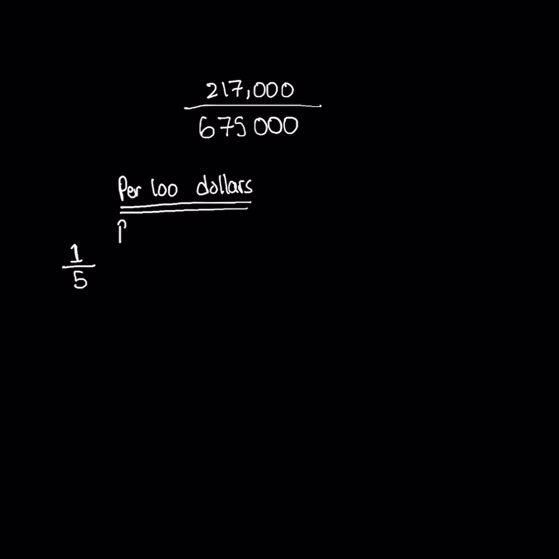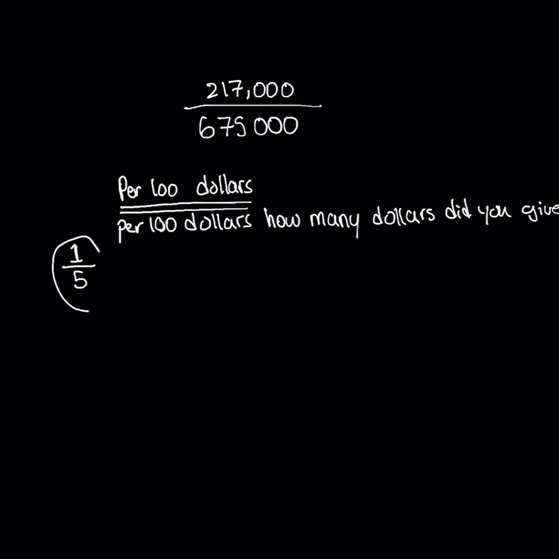So let me write that down. Per $100, how many dollars did you give? Let's just say give. So if you have 1 over 5, so you had $5, you gave $1 away. Well, per 5, you gave away 1, right? But we want to look for per 100. So we want to turn this into a per 100.